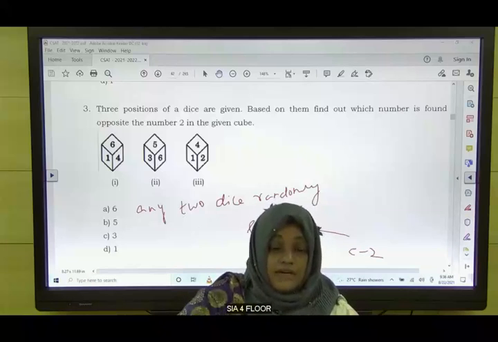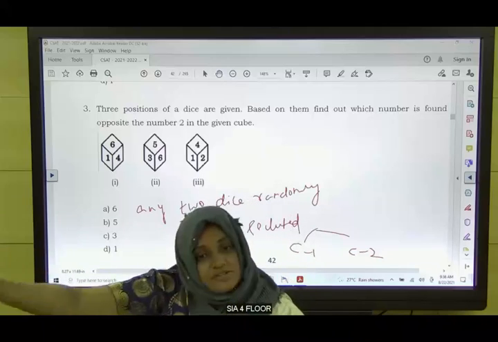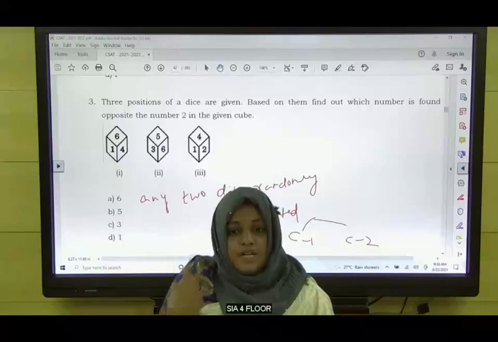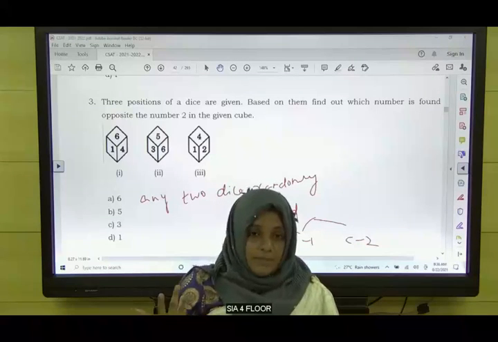Okay, so I want to make the thing very clear that even if you're not using some of the dice, you can find out the answer. If there are 3 dice given, just use any 2 dice. If there are 4 dice given, you can use any 2 dice. So randomly you can pick up and do.